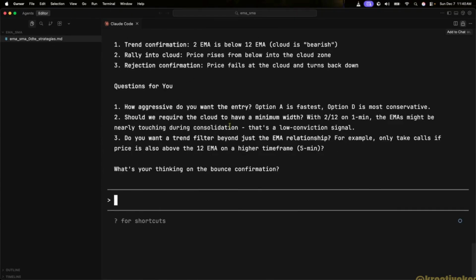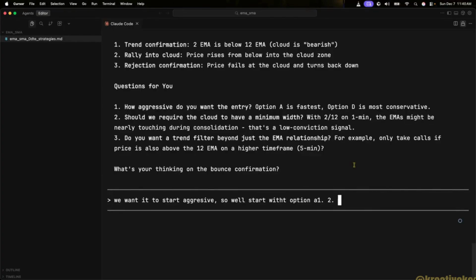Bearish. So, questions for you. How aggressive do you want the entry? Option A, fastest. We want it to start aggressive, so we'll start with option A.